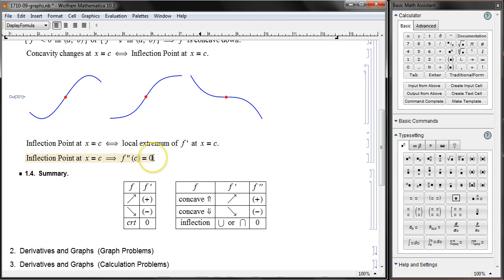So this condition over here, even though our textbook author emphasizes it a lot, it's not everything. It's not sufficient. It's just necessary. This is what you're looking for: local extremum of the derivative.